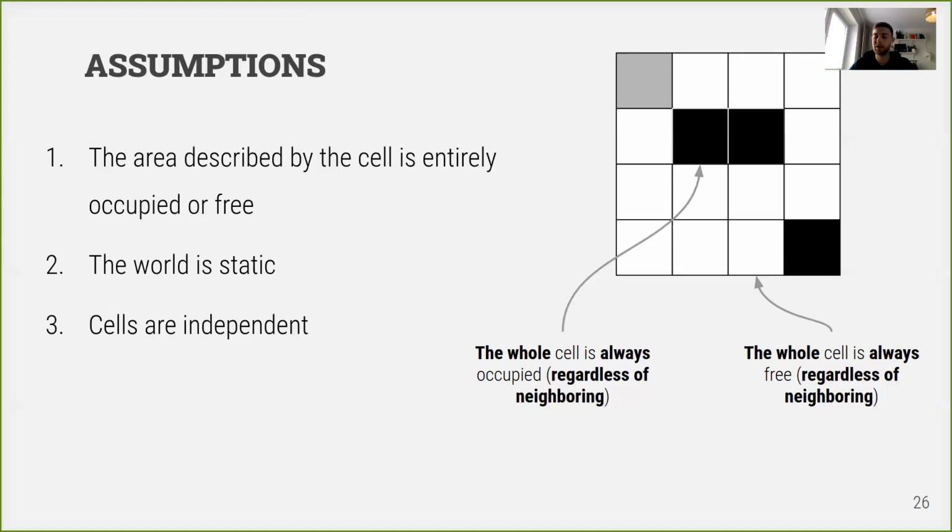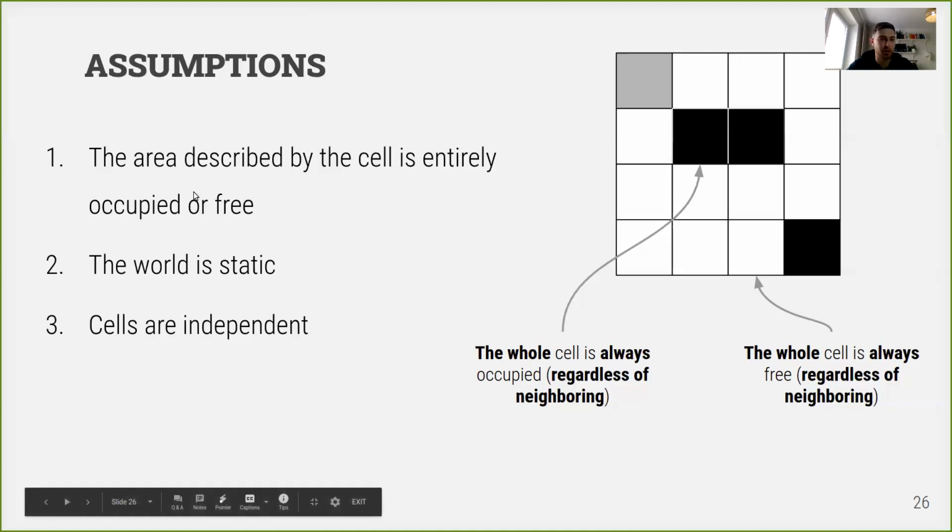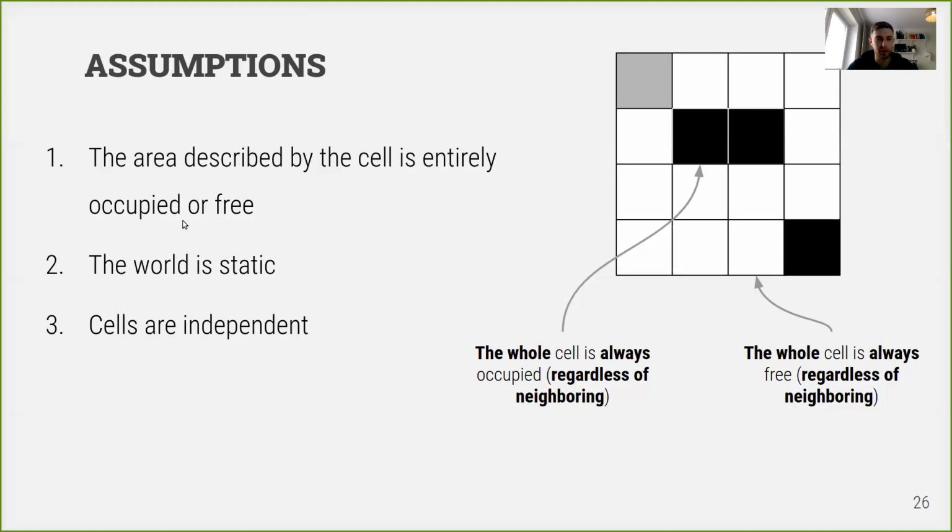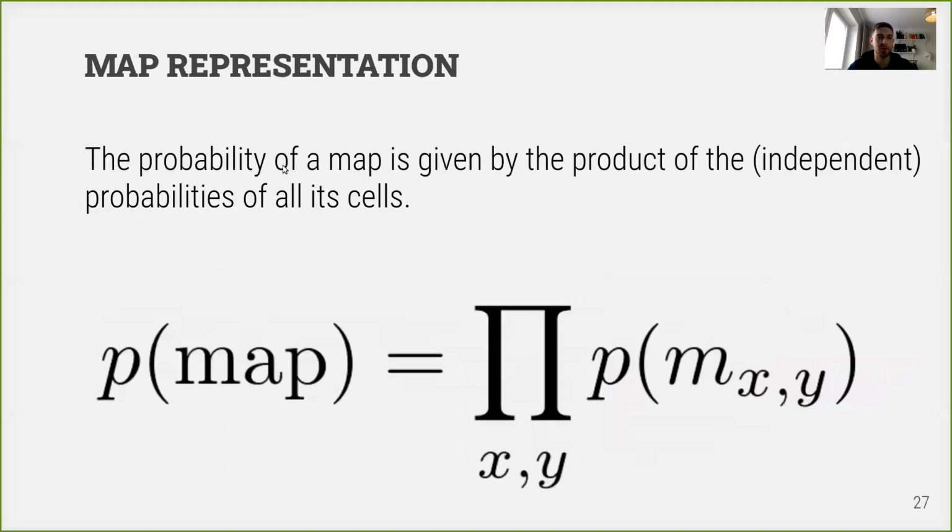So these three are the main assumptions we made. Of course, you can argue with all of them, and not all of them are true in the real world, but still, to simplify things and to allow us to come up with simple mapping algorithms, we have to use these assumptions.